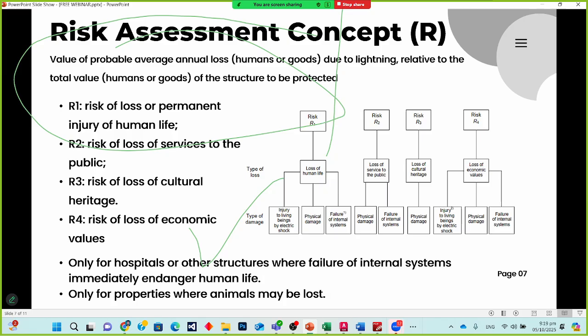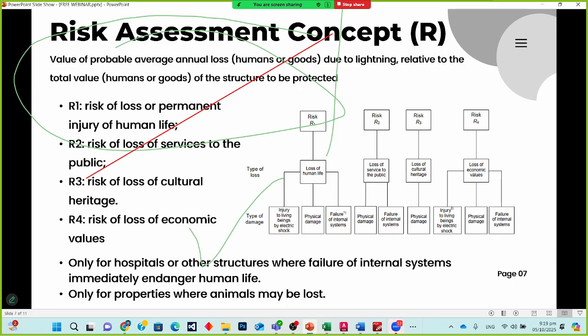Then we will go to the risk assessment concept. So what is the risk? It is the value of the probable average annual loss of humans or goods due to lightning, relative to the total value of humans or goods of the structure to be protected. This is basically the risk assessment. The value of the probable average annual loss of humans or goods due to lightning relative to the total value is called the risk.